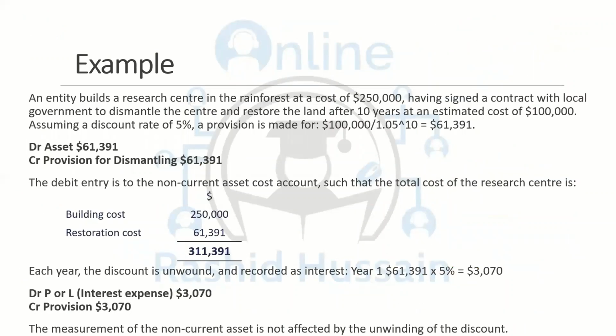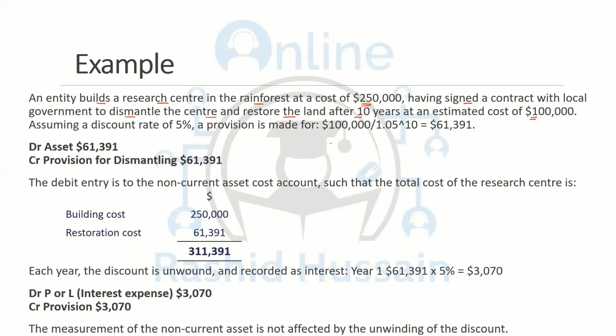We have another example, and then we are done with this dismantling concept. An entity builds a research center in the rainforest at a cost of 250,000. Having signed a contract with the local government to dismantle the center and restore the land after 10 years at an estimated cost of 100,000. So they're constructing a research center in the rainforest, the cost of that research center is 250,000, and they're going to dismantle it as well once they're done with the project. And the cost of dismantling is going to be 100,000.